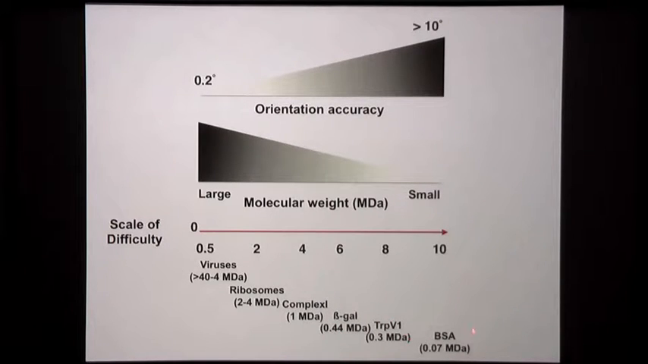Then you have TRPV1. So BSA, monomeric BSA, is 67 kilodalton. You can see it on the micrograph, but you still can't orient it. So I put it at scale 10.